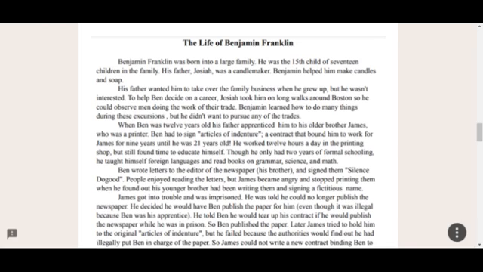He worked 12 hours a day in the printing shop, but still found time to educate himself. Though he only had 2 years of formal schooling, he taught himself foreign languages and read books on grammar, science, and math. Ben wrote letters to the editor of the newspaper, his brother, and signed them Silence Dogood. People enjoyed reading the letters, but James became angry and stopped printing them when he found out his younger brother had been writing them and signing a fictitious name.